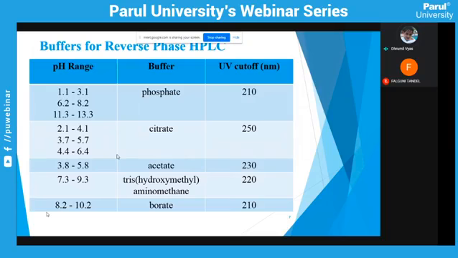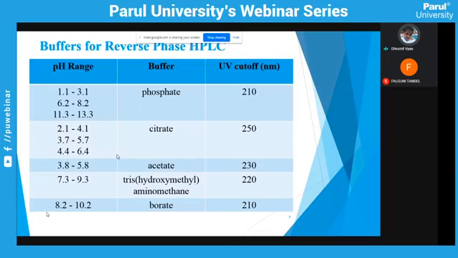This slide shows the different buffers and their pH range along with their UV cutoff. It is very necessary that we know the pH range of each buffer and also its UV cutoff. If we know the UV cutoff of the buffer and the solvents which are going to be used for the separation or for developing the HPLC method, then we can reduce the interference of the solvents and buffer, and we can see only the required peaks. This will definitely help.